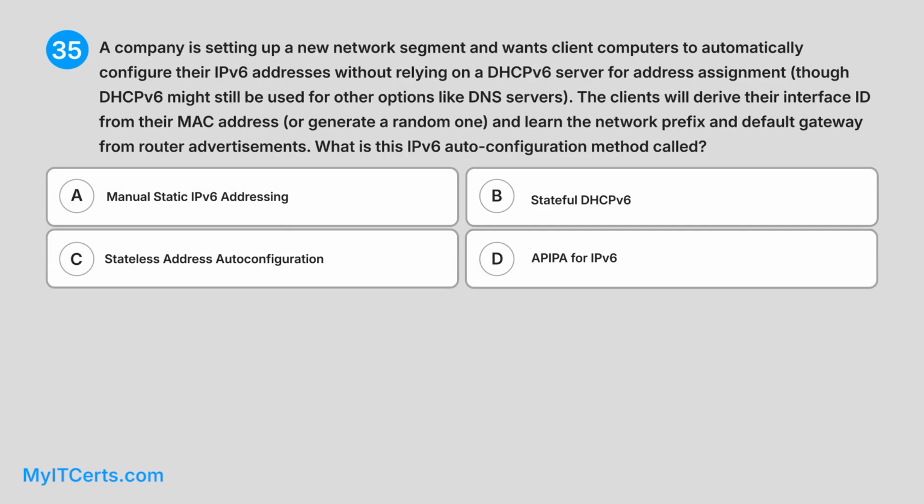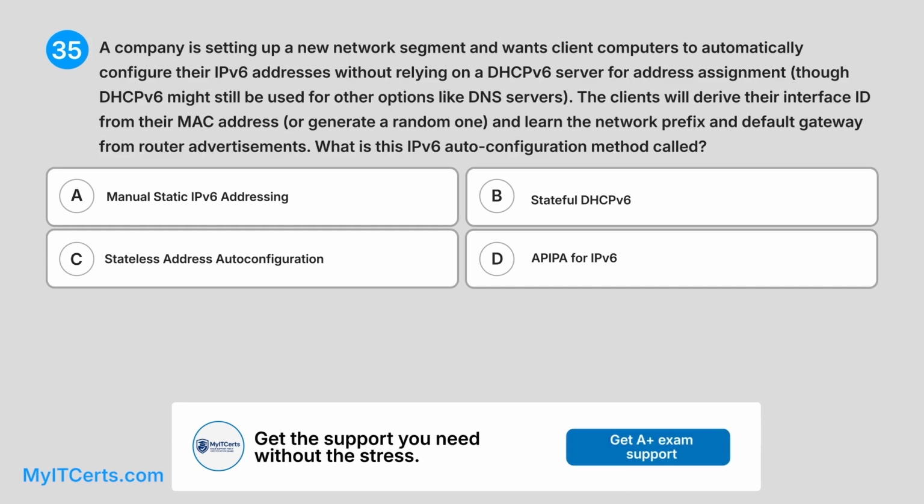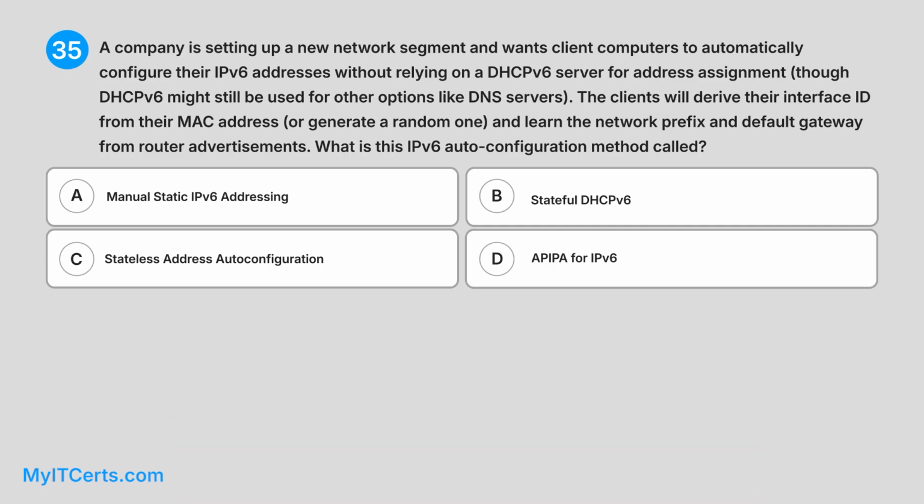35. A company is setting up a new network segment and wants client computers to automatically configure their IPv6 addresses without relying on a DHCPv6 server for address assignment, though DHCPv6 might still be used for other options like DNS servers. The clients will derive their interface ID from their MAC address, or generate a random one, and learn the network prefix and default gateway from router advertisements. What is this IPv6 auto-configuration method called?